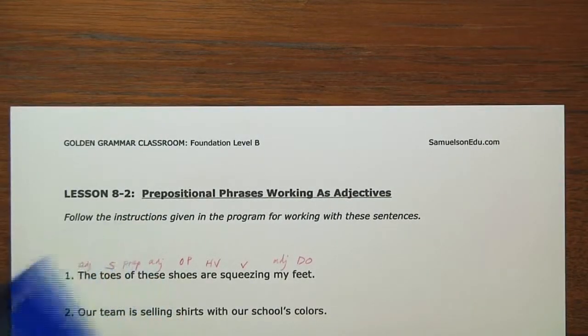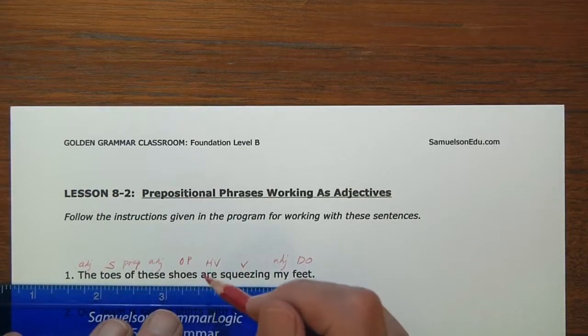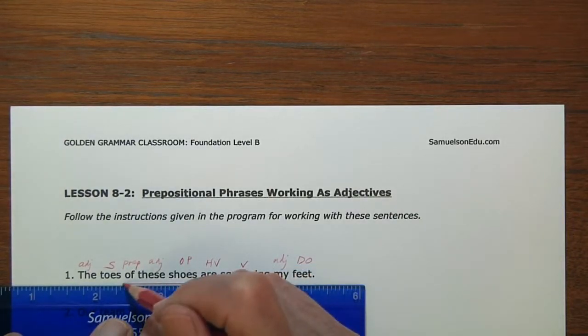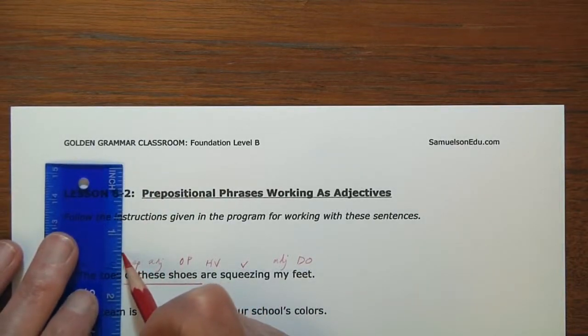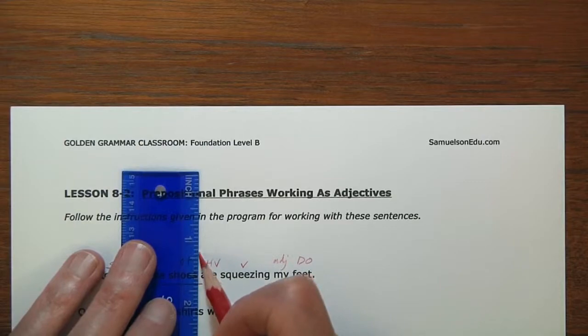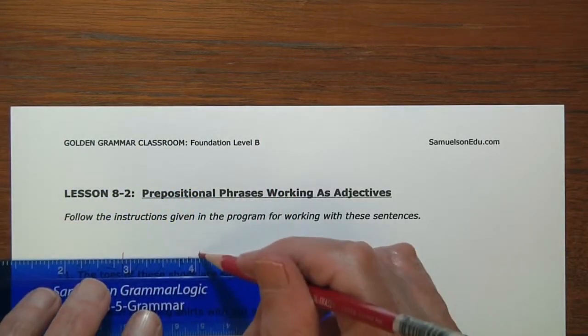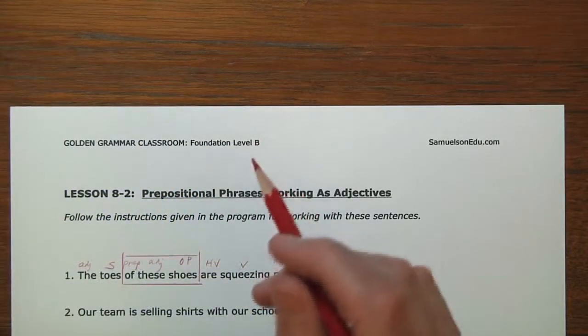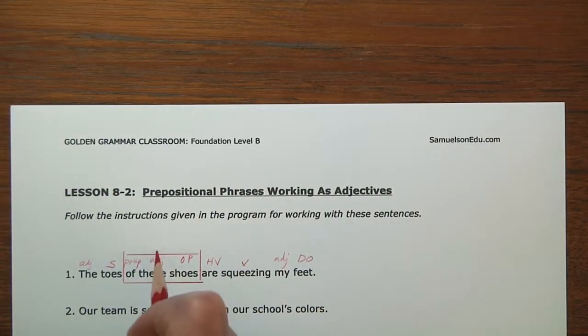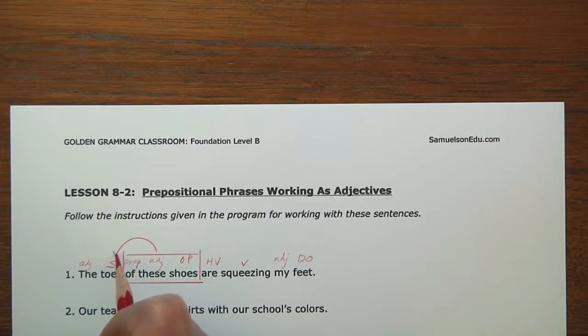Now we will continue to box our prepositional phrases. So of these shoes is a prepositional phrase working as an adjective describing the noun toes. So draw your box around the prepositional phrase and let's draw an arrow from that box to the noun that it's describing. Okay.